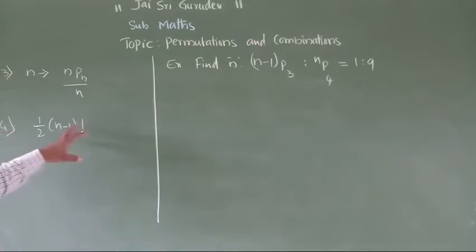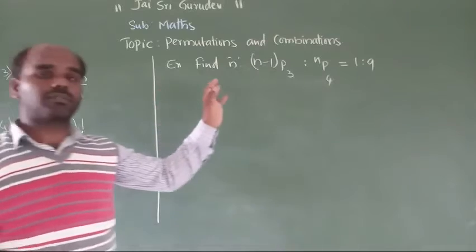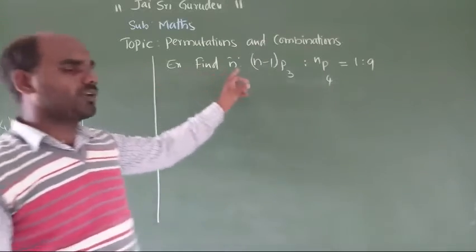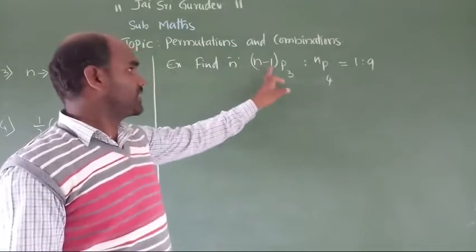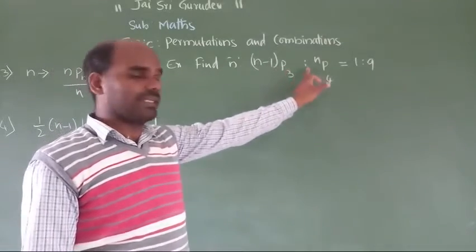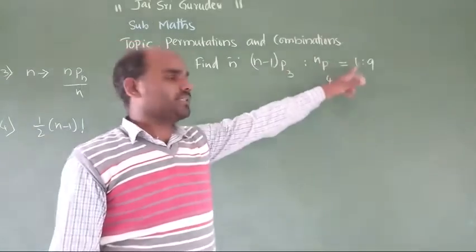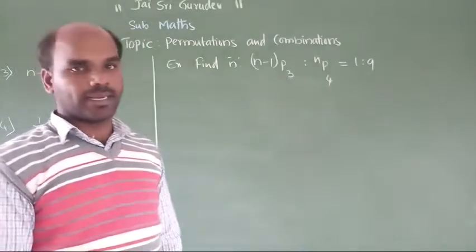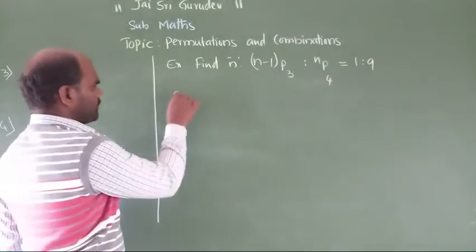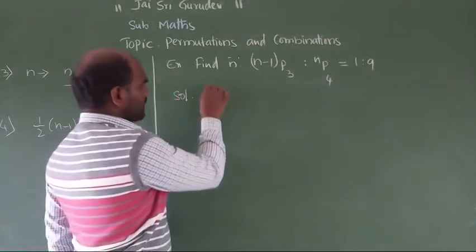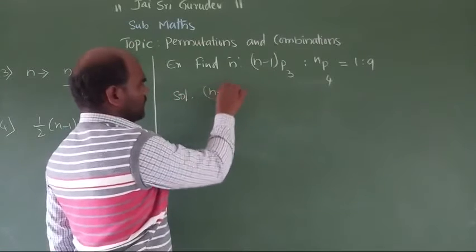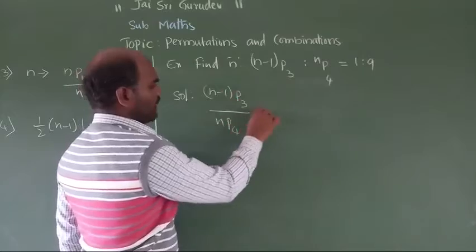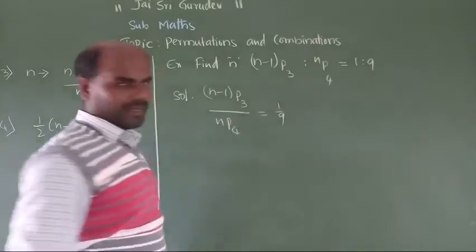These are the properties of permutations and combinations. Now we go to a problem on permutations. Find the value of n. Here, n minus 1 P 3 divided by n P 4 is equal to 1 by 9. We have to find the value of n.